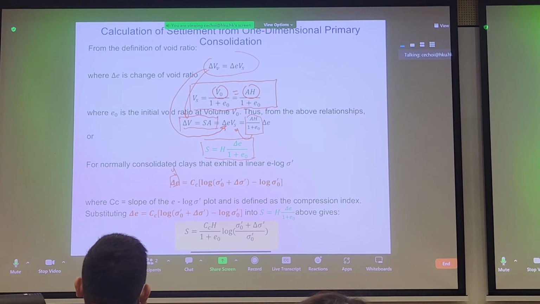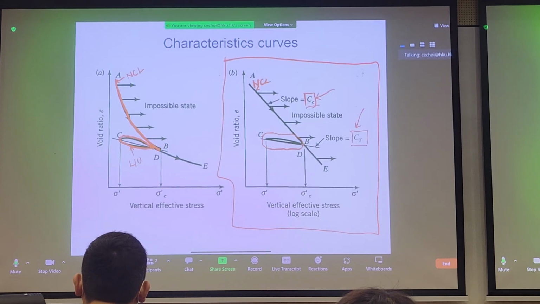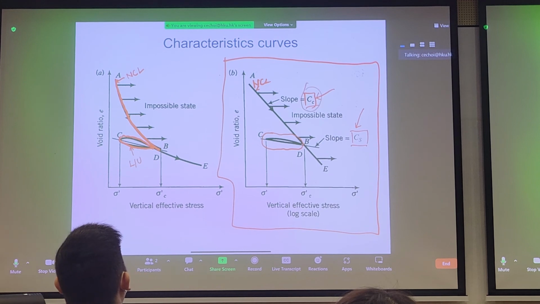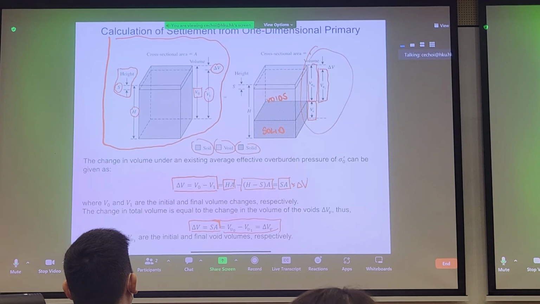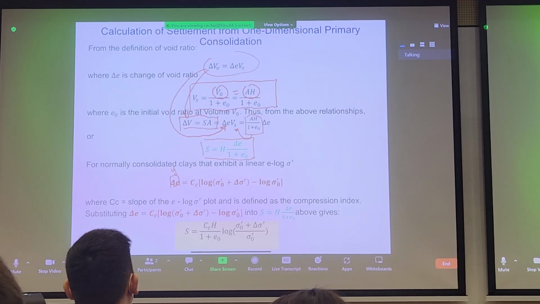So in the case of normally consolidated soils, we move down the NCL line, right? So which index are we interested in? We're interested in Cc, right? If you look at this relationship, we're interested in Cc. If you want to predict how much settlement you have along this line, then we use the Cc compression index. And if we do that and we rearrange some equations, then you'll get this formula here.